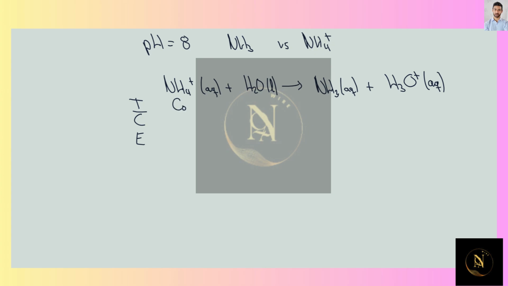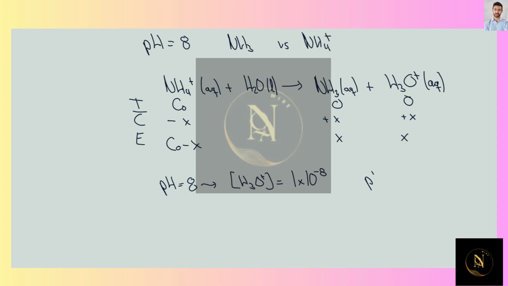So if we're given a certain value for an initial concentration of NH4 plus, at equilibrium we're going to have a change equal to minus x, plus x, and plus x, and we're going to get C0 minus x at equilibrium. So in this case, if the pH is equal to 8, that means that the concentration of H3O plus that we're going to have in solution would be equal to 1 times 10 to the minus 8.